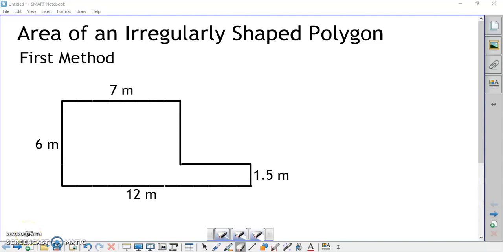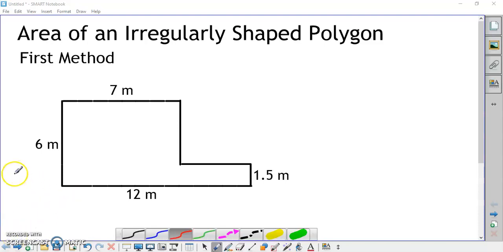Here we have an irregularly shaped polygon. Suppose this is a grassy path that walks out into a large grassy area. I want to know the surface area. Since we don't know the formula for area for this shape, one way I could find the area is to divide it into common polygons with area formulas that we already know how to use.